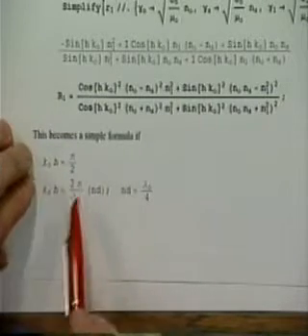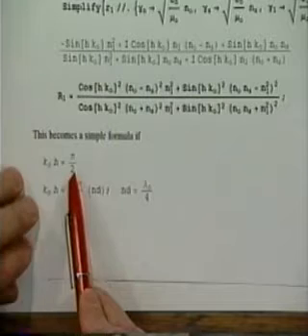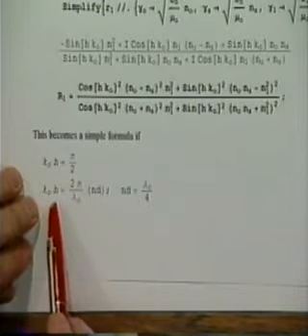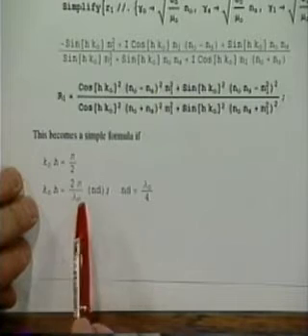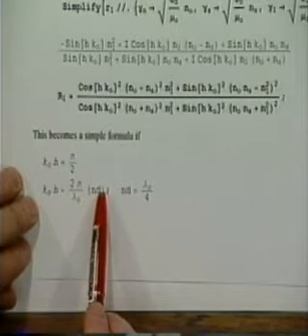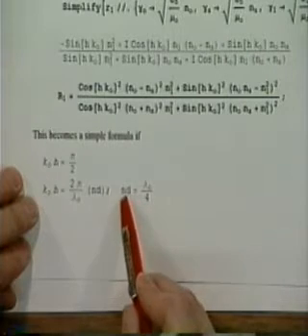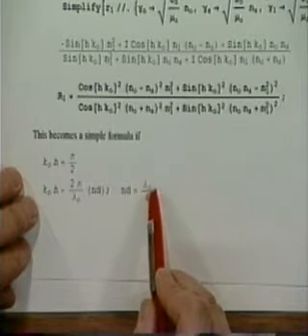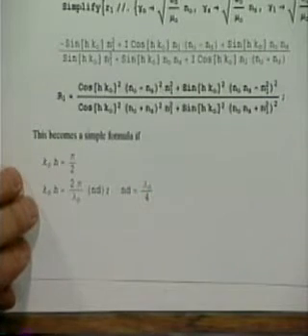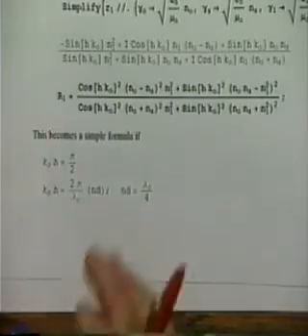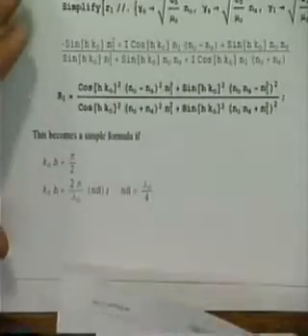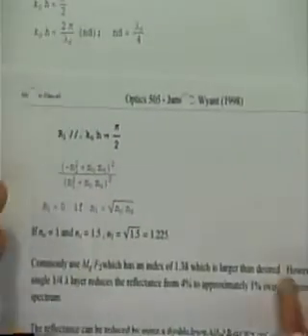Well, before I do that, if k naught h is pi over 2, k naught h for normal incidence is 2 pi over lambda naught, lambda in vacuum, times nd. And so that says that nd is lambda naught over 4. So the optical thickness of this film is a quarter wave. So anyway, we plug in that we have a quarter wave film, so k naught h is pi over 2.